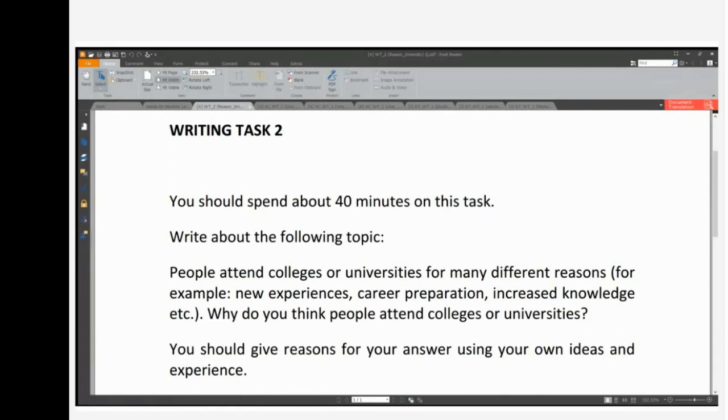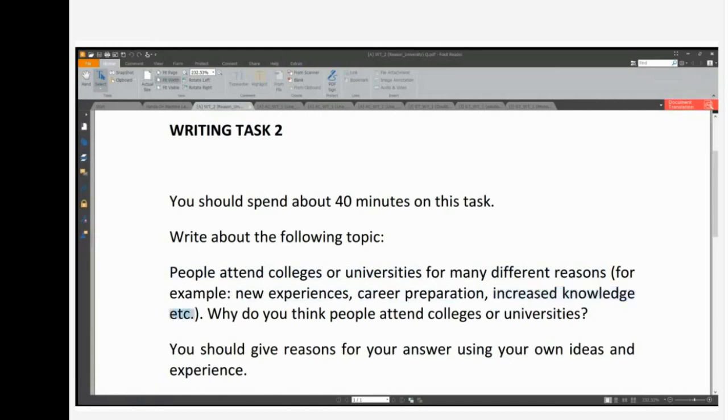And so you should spend double the time you spend on your task 1. So that's around 40 minutes. Here in the question, it is actually saying people attend colleges or universities for many different reasons. For example, so some examples are already written here: new experience, career preparation, increased knowledge, etc. Now the question comes, why do you think people attend colleges or universities?